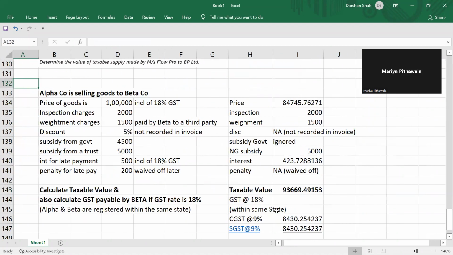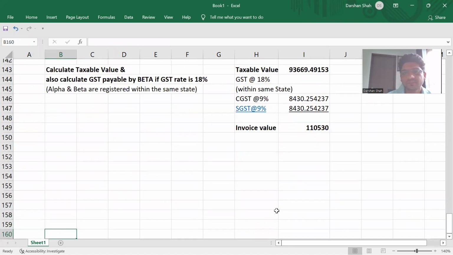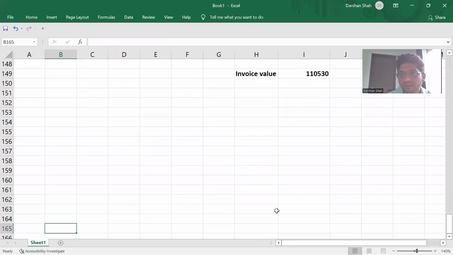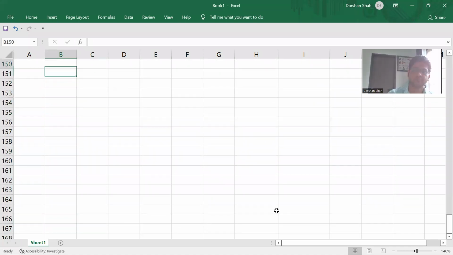All right, done. So the entire concept of taxable value is done. Clear? No doubt, guys? This is very important. A taxable value question is often asked in the exam. This level of question will be 8 to 10 marks. All right, so valuation of supply, this entire chapter, is done now.